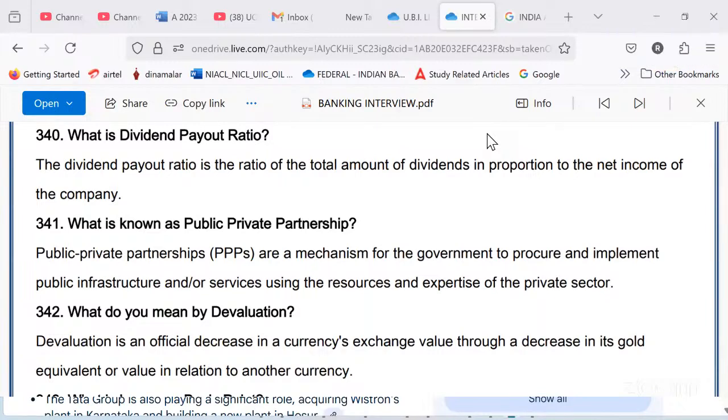What is known as public-private partnership? Public-private partnerships, PPPs, are a mechanism for the government to procure and implement public infrastructure and services using the resources and expertise of the private sector. Okay. Good. Continue.